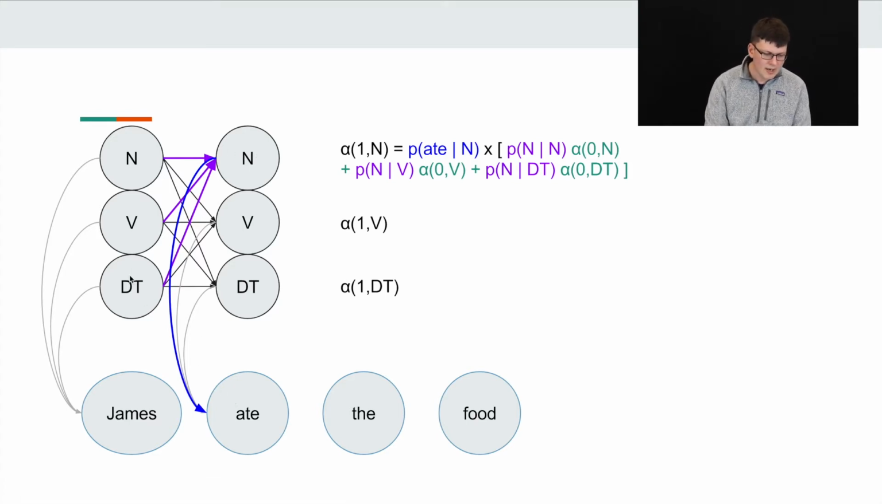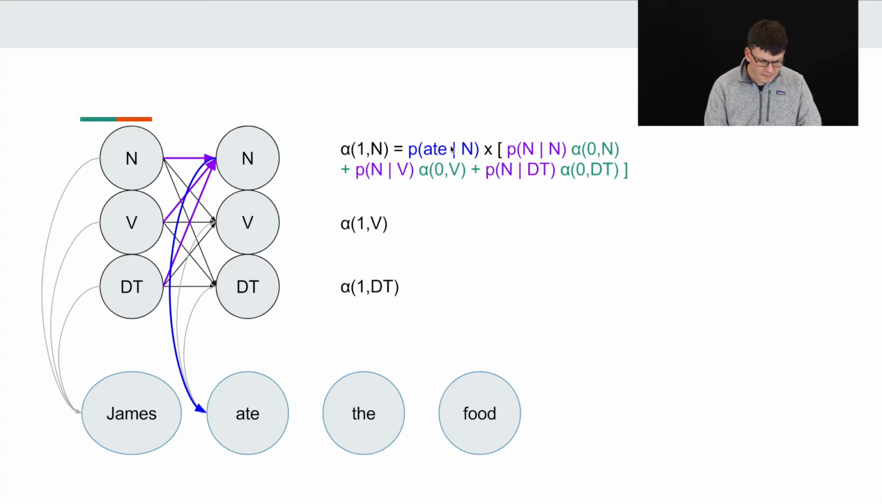Right? So I don't know where I came from, right? It could have been any of these. And in some sense, because it's forward backward, I want to add up all the options, right? So I want to add up all the ones that start with noun, noun, all the ones that start with verb, noun, all the ones that start with determiner, noun. So I'm going to add these up, right? This lines up with the math we were doing earlier. In fact, this is that summation in the alpha calculation earlier.